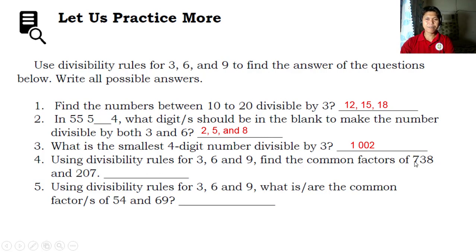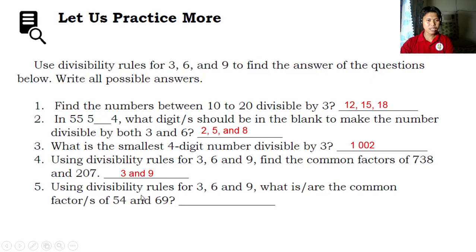Tingnan natin sa 3. 7 plus 3 is 10. 18 pwede. And 18. Pwede ang 3. How about sa 6? Ay, hindi pwede kasi i-add number na yan. 9. 7 plus 3. 18 nga yan. Tapos 9. Pwede. So, 3 and 9. Ayan. How about 54 and 69?